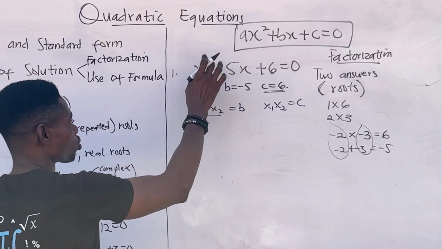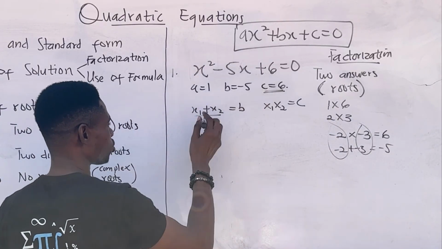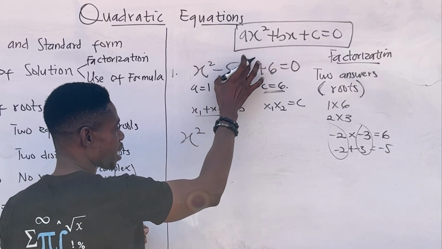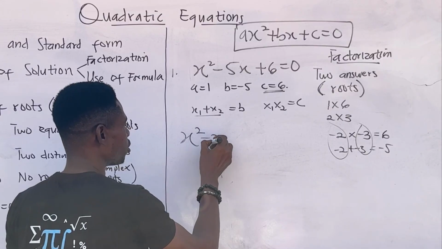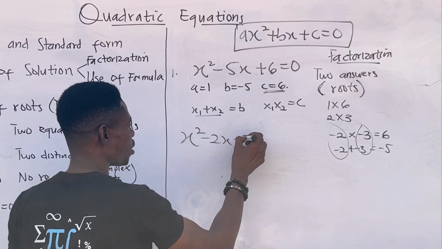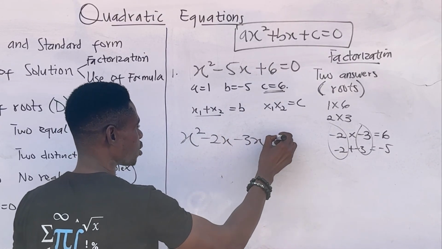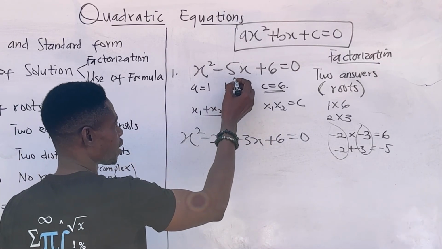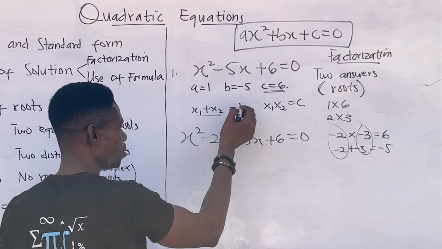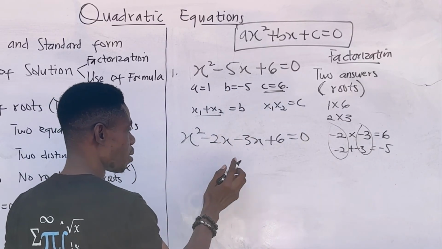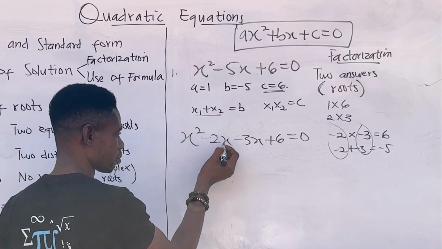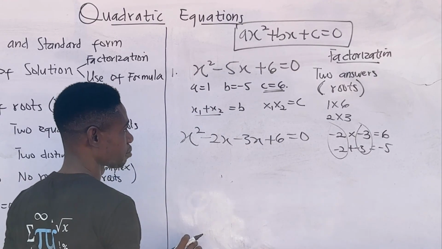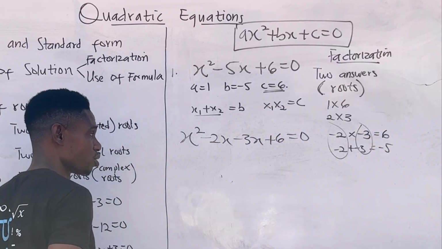So what do we do? From here, we expand this. So this is the first way. I'll show you another faster way. So we have x squared. Instead of minus 5x now, we have our first one, minus 2x. The second one, minus 3x. Then we continue with our plus 6 equals 0. So see what I did. The two numbers that we add to give us b and multiply to give us c, this is the first one, minus 2x and minus 3x. So we broke the 5 into minus 2 and minus 3. Now plus 6 equals 0.